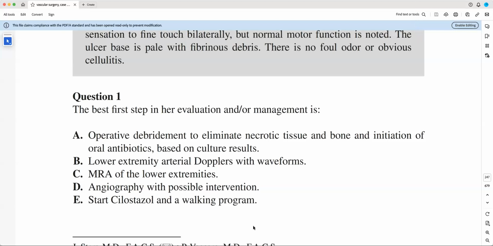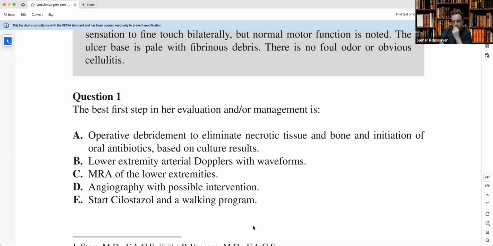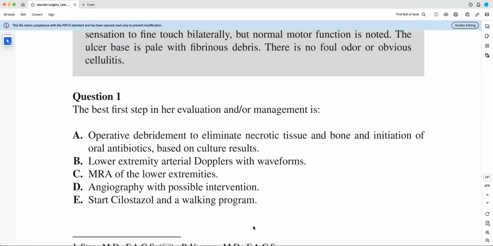What's the problem with MRA? What could happen? What's the side effect of MRA? You have to worry about contrast with CT angiogram, but with MRA, what do we worry about? Usually the gadolinium is nephrotoxic, but less nephrotoxic than CTA contrast, and it's a long procedure, it takes 30 minutes, and the metallic. So maybe she has some metallic implants.